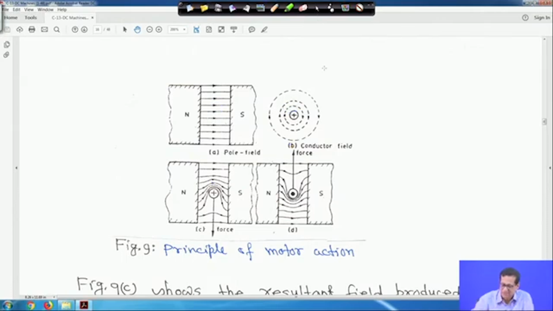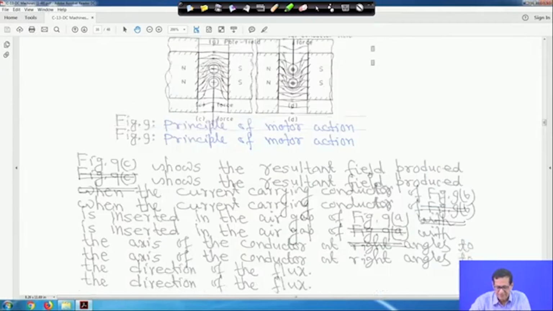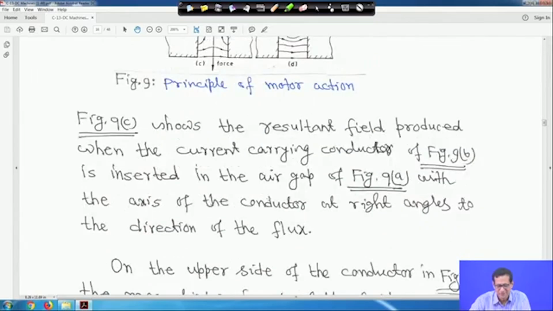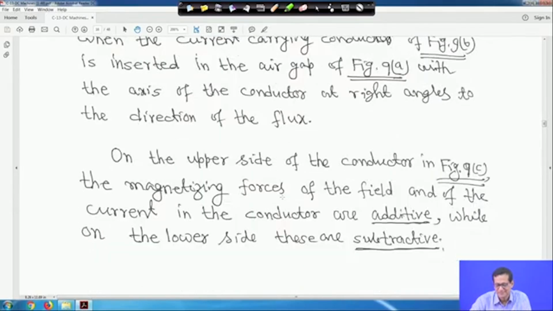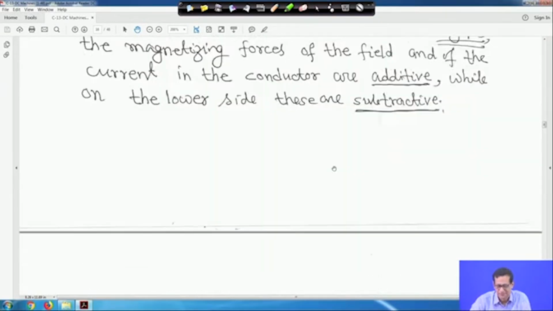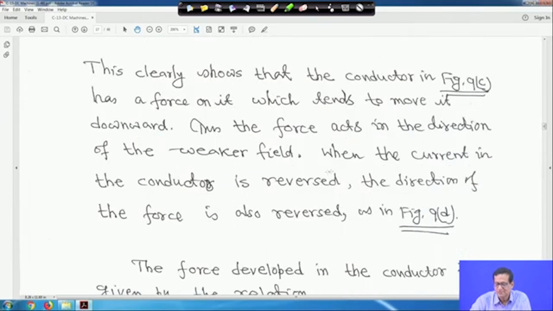So, when conductors carrying current are placed in the magnetic field, this is the plus and this is the dot, as I told you. All these things I said are written here, additive and subtractive, everything, so I am not explaining further. Now, this clearly shows that the conductor in the figure has a force on it which tends to move it downward, and thus the force acts in the direction of the weaker field, as I showed in the diagram.